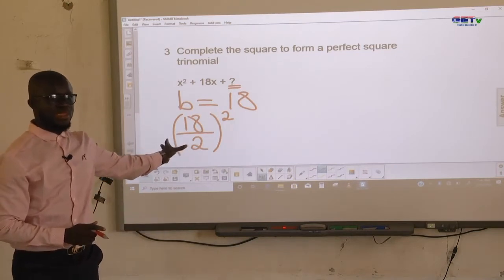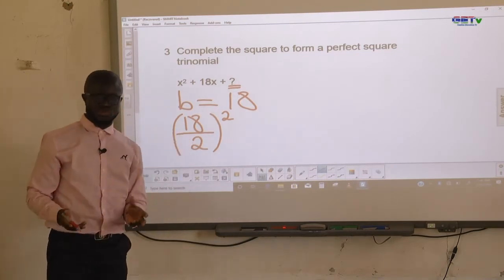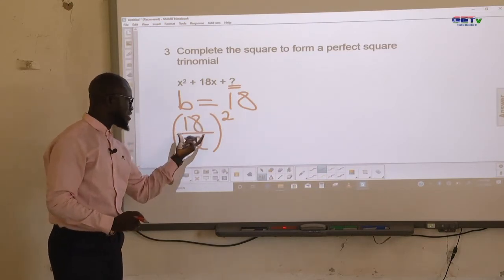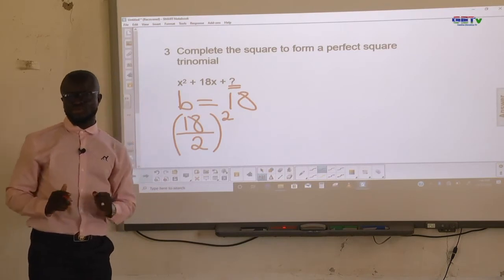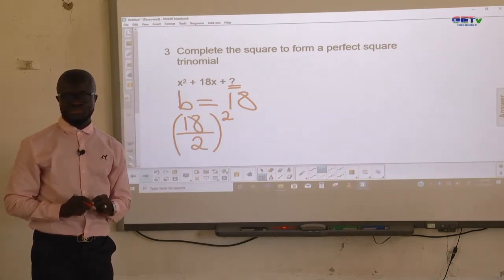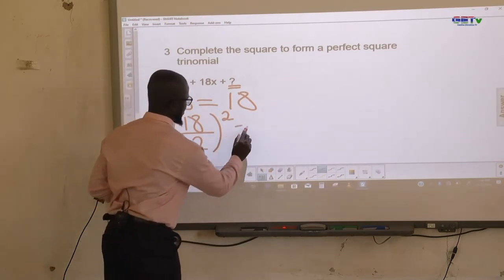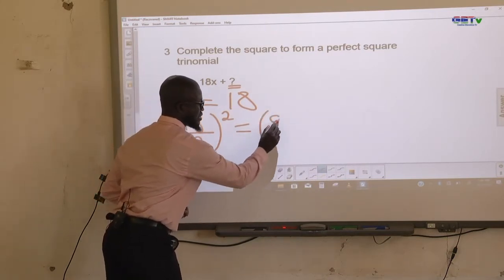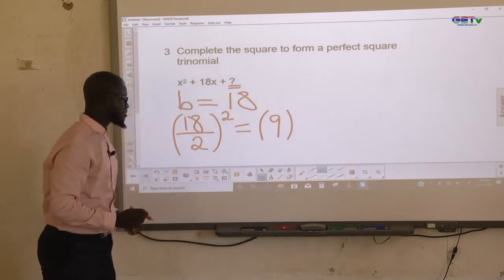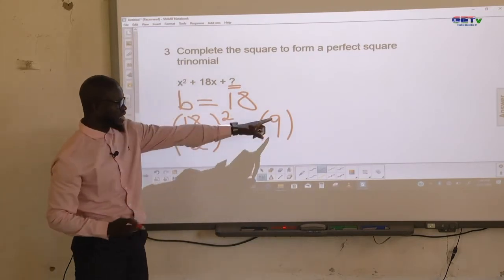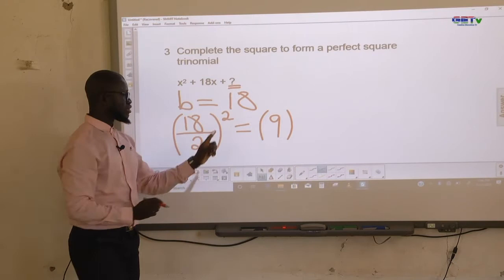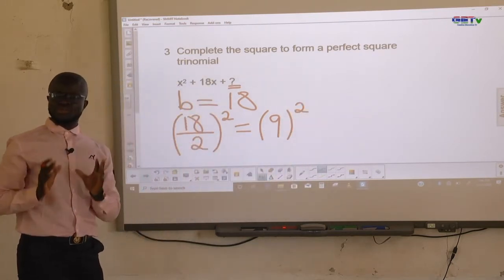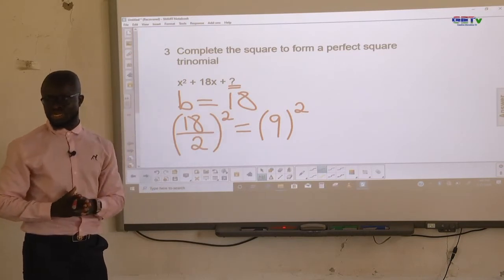Again, I would like to know from the class, when you divide 18 by 2, what would be your answer? Did I hear 9? I don't know whether the student is afraid to mention the answer, but 9 is actually the correct answer. But don't forget to put the square, because anytime you get the result, to get your final answer, you must square it.